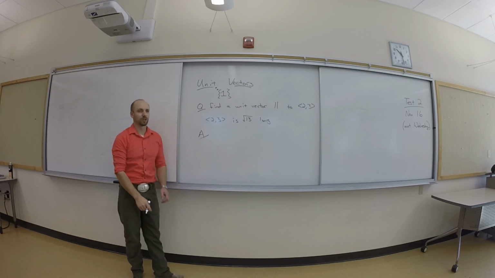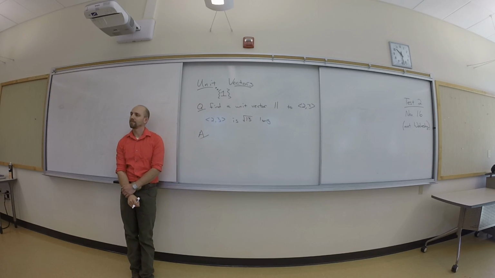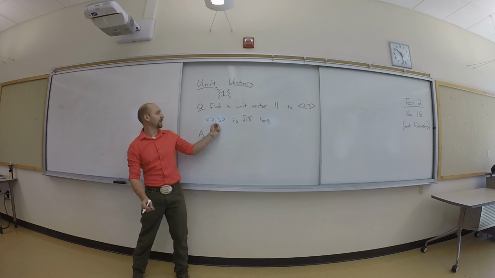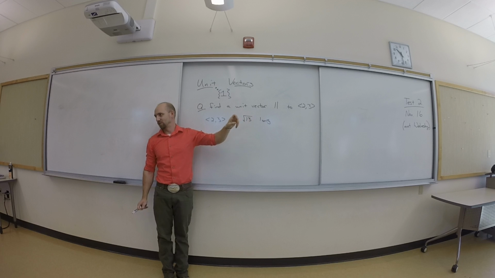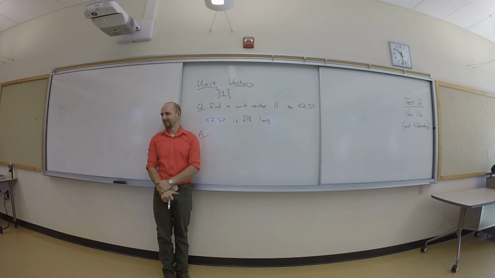So how do I answer this question? What's a vector that's one long that's parallel to 2, 3? 4, 6 is longer, right? 2, 3 is already square root of 13 long, which is almost 4. So 4, 6 is like 2 square roots of 13 long. So how do you adjust backwards?